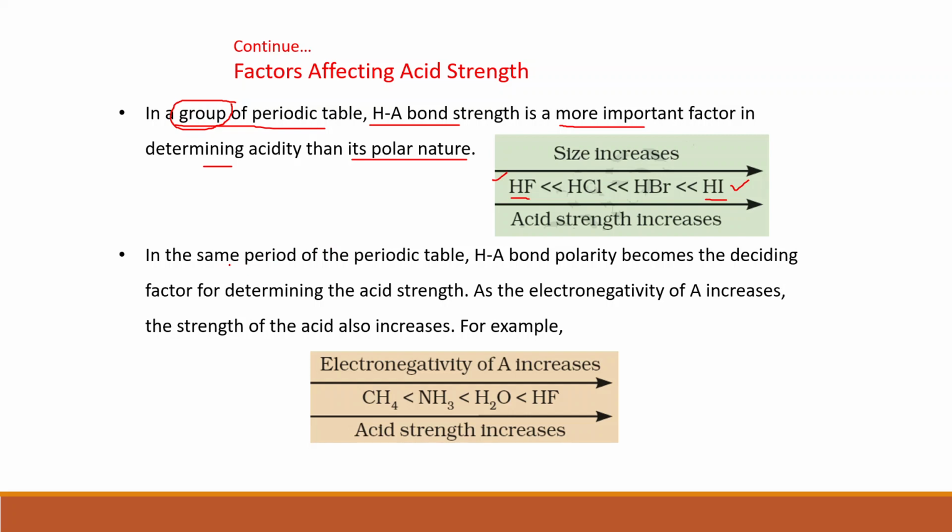Now, if we compare in the same period of the periodic table, HA bond polarity becomes the deciding factor for determining the acid strength. As the electronegativity of A increases, the strength of the acid also increases. For example, if we consider the hydrides of the second period elements, if we go from left to right, the difference in the electronegativity of hydrogen and the element increases, so acid strength increases. Clear? Thank you.